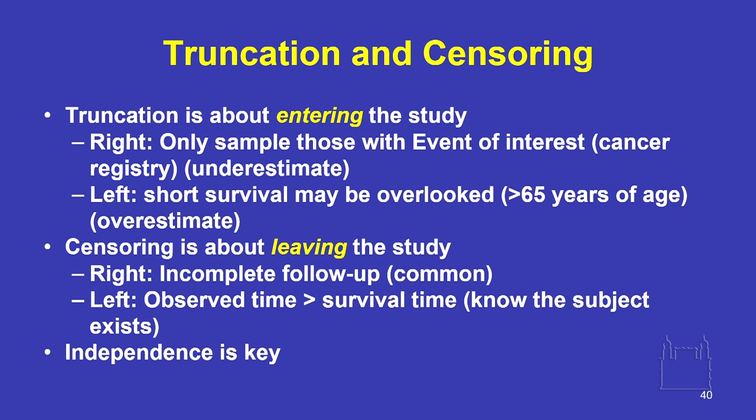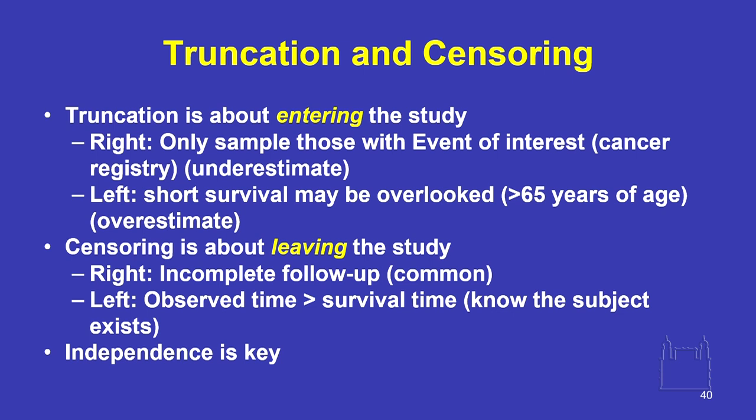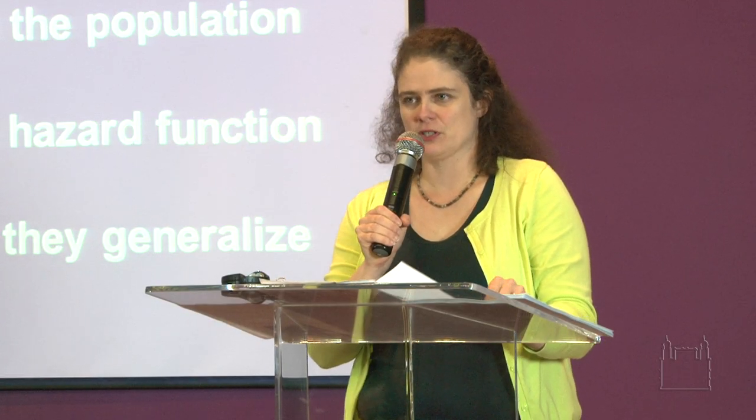Censoring is leaving the study. Everybody will talk about right censoring. Every method of survival analysis handles incomplete follow-up. It's common. Right censoring, everything handles that. Left censoring is when the observed time and the survival time, the observed time is actually greater than this. And so I will talk about this just a little bit in an example. But the key element for truncation and censoring is they need to be independent. And you're going to hear me discuss this on about 20 different slides coming up, because it's that important.